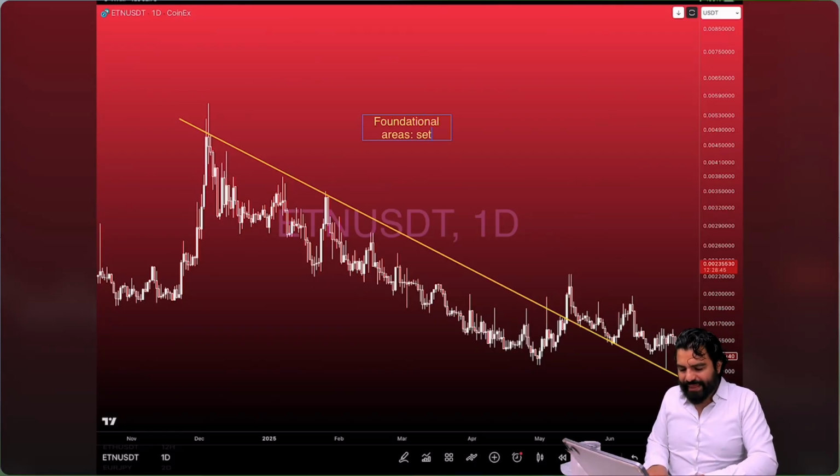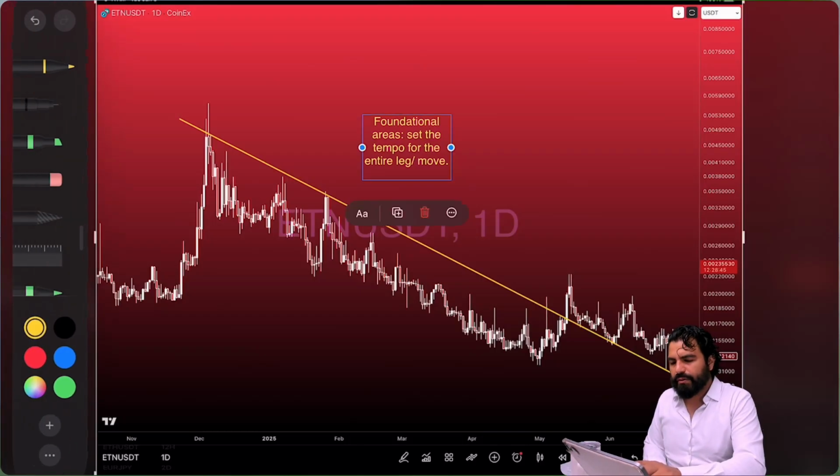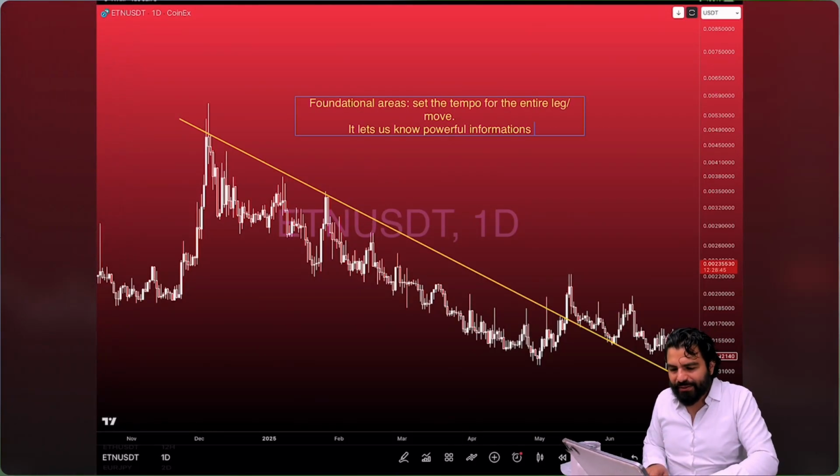Foundational areas set the tempo for the entire leg / move. It lets us know powerful information. All right. Information. It lets us know information.